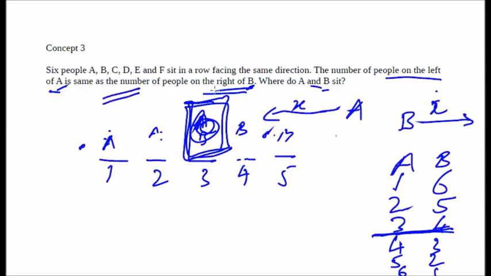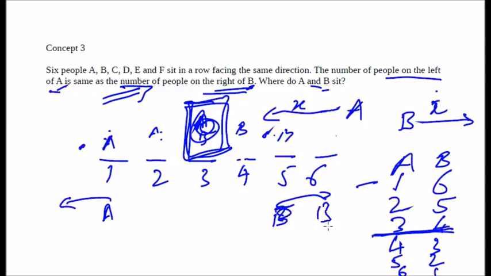A third way of looking at this scenario is, whatever is the position of A from the left end, same will be the position of B from the right end. Okay, if you look at it, if I put back the 6th position, if A is first from the left, B is first from the right. If A is second from the left, B is second from the right. If A is third from the left, B is third from the right. In other words, they are equidistant from the ends.